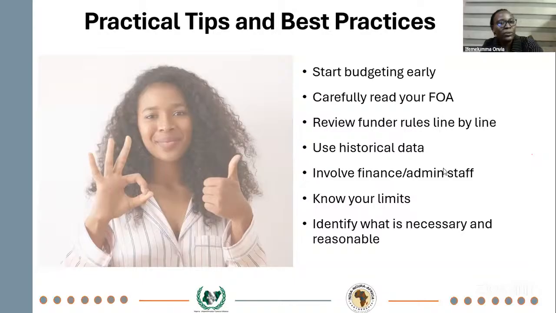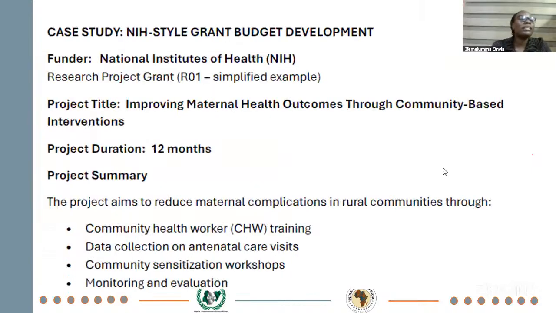I want us to do just a little exercise. Okay, so this is an adapted question. It's not a real life question. If you look at this case study, this is a project. We are using just 1 year, but it's, let's say, 1 year out of the number of years this project may last. So what's the summary of this project? This is a proposed project. This project aims to reduce maternal complications in rural communities through community health worker training, data collection on antenatal care visits, community sensitization workshops, monitoring and evaluation. So this is a summary of a proposed project.